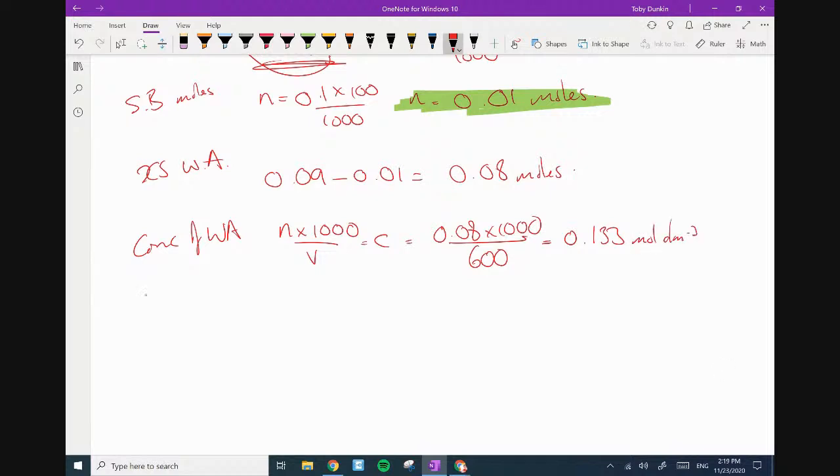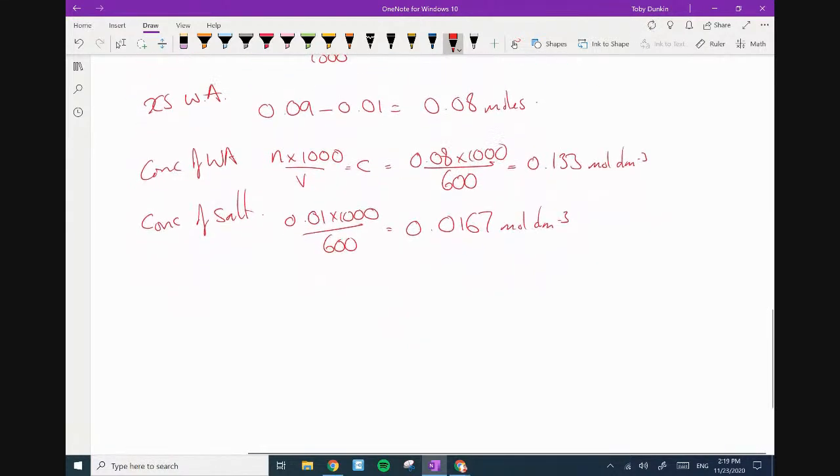I like it. Next, concentration of salt. The base becomes the salt. So 0.01 multiplied by 1,000 all over the new total volume of 600. 0.01 times 1,000 divided by 600 gives me 0.0167 moles per dm cubed.